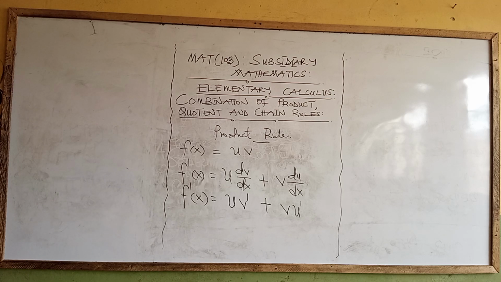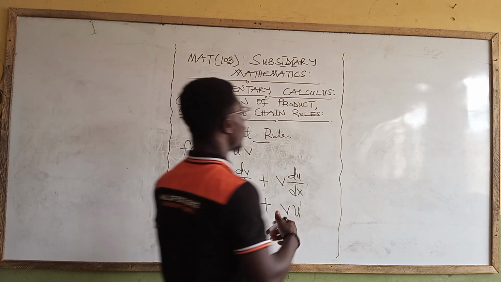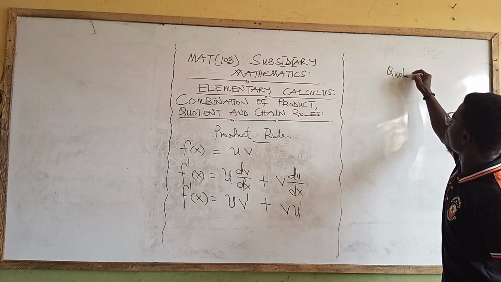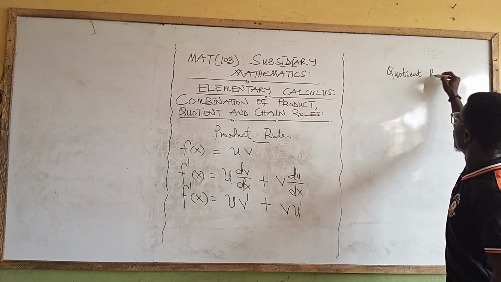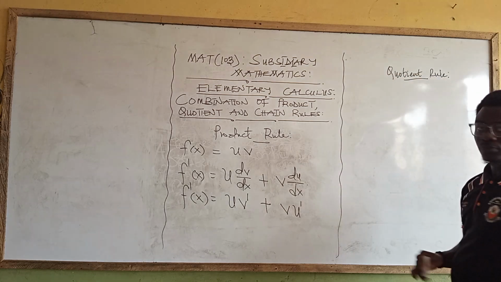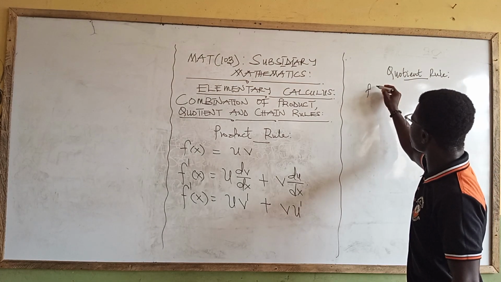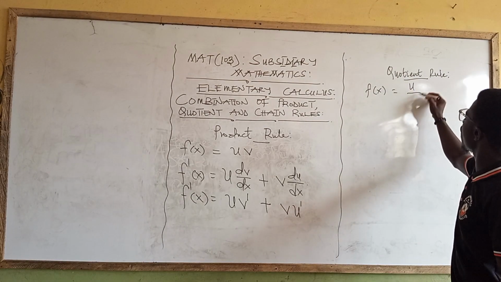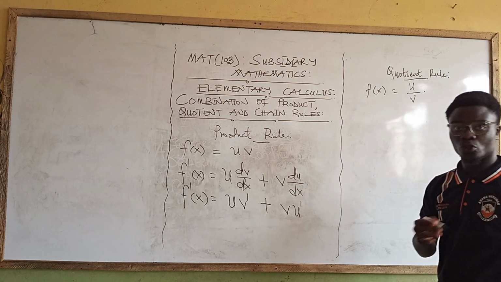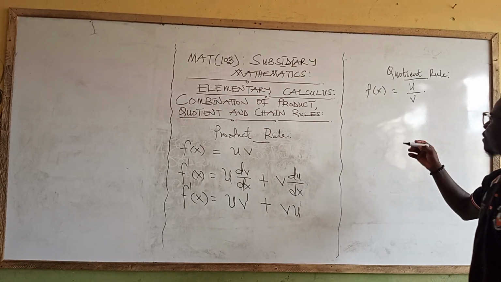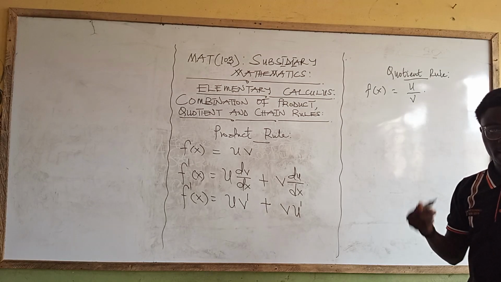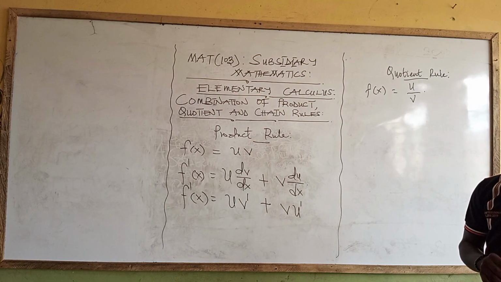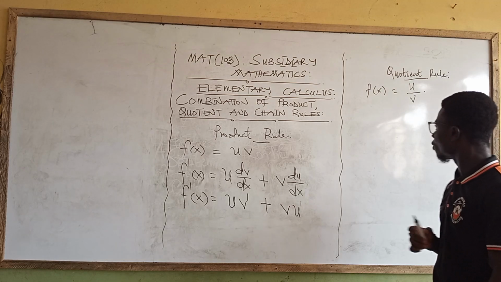So now, let's see the quotient rule. When and where do we apply the quotient rule? Let's say we have a function f of x in the form u over v. This function is in terms of x. So we assume that it is u over v. Now we want to apply the quotient rule.